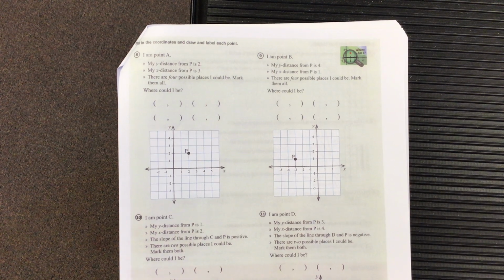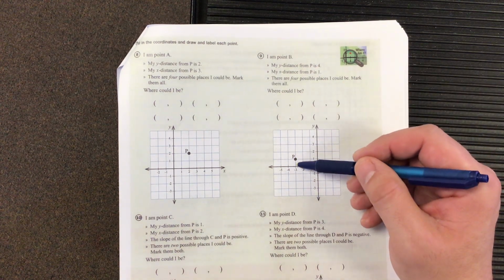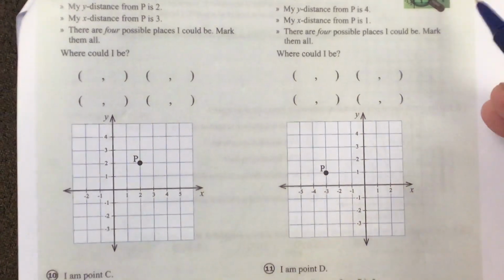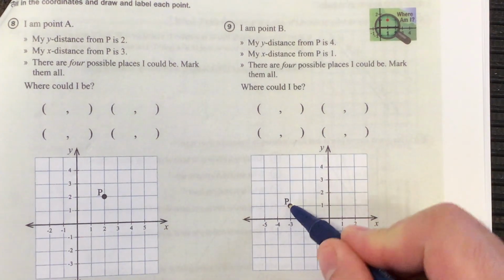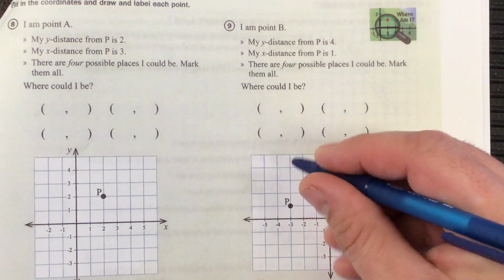I am point P. My distance from P is 4. So my y distance is 4, so that means it goes up and down 4. And my x distance is 1, so left and right is 1. Where are my points? From P, do you want to go up or down? Up. Okay, so up 4 to the right 1.